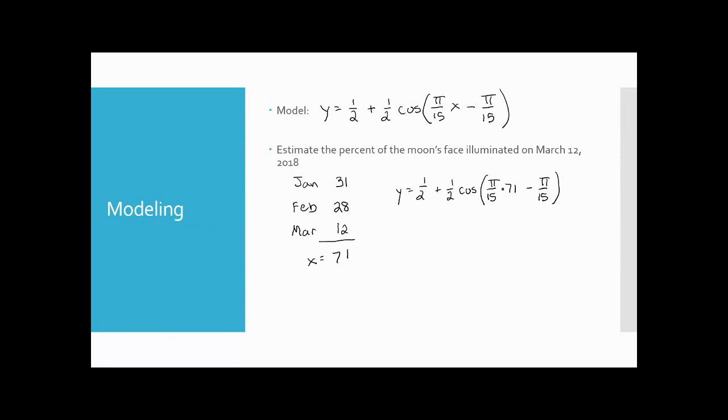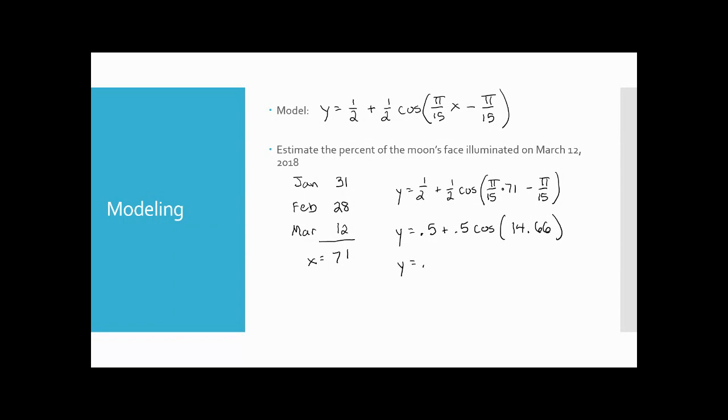Okay, so I need to do pi over 15 times 71, and I have a button on my calculator, so I can just use the pi button. I'm also going to subtract pi over 15. I'm going to convert these to decimals, because when I take the cosine I'm going to already have decimals. So pi over 15 times 71 minus pi over 15 comes to roughly 14.66. There are several other decimal places, but I'm just rounding to 2. Now I want to take the cosine of 14.66.